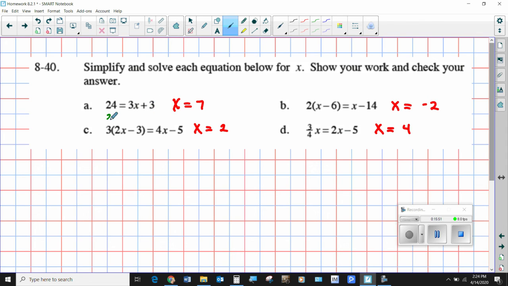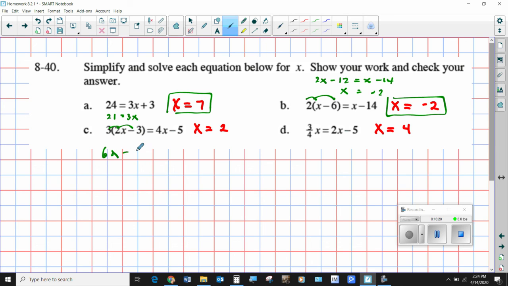3 from each side, so it becomes 21 is equal to 3x. So what do you multiply times 3 to give you 21? That would be 7. Here you have to send in the dive bombers, so it becomes 2x minus 12 is equal to x minus 14. I'm going to add 12 to each side, so that becomes negative 2. And I'm going to subtract an x from each side and make that x, so that becomes x equals negative 2.